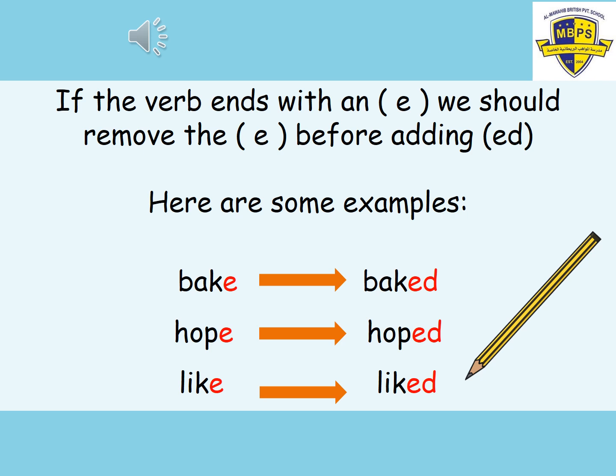The last one is like. The same thing here. Like has an e at the end. So we cannot add ed to the verb like that. What are we going to do? Excellent. You will cross out the e at the end of the verb like, then you will add the ed of the past tense. So like here will be liked.